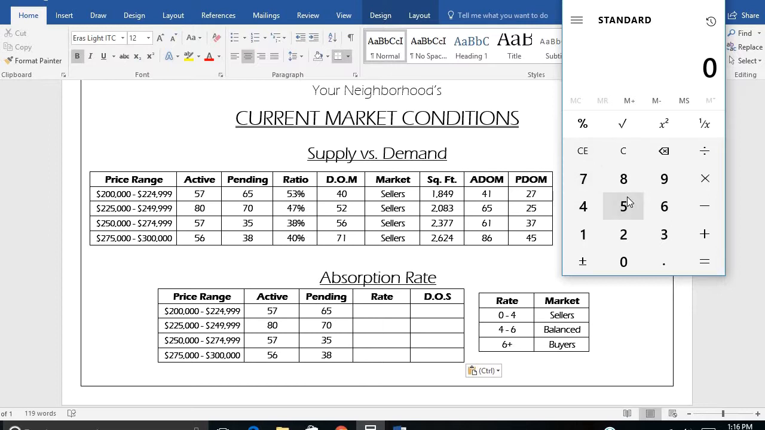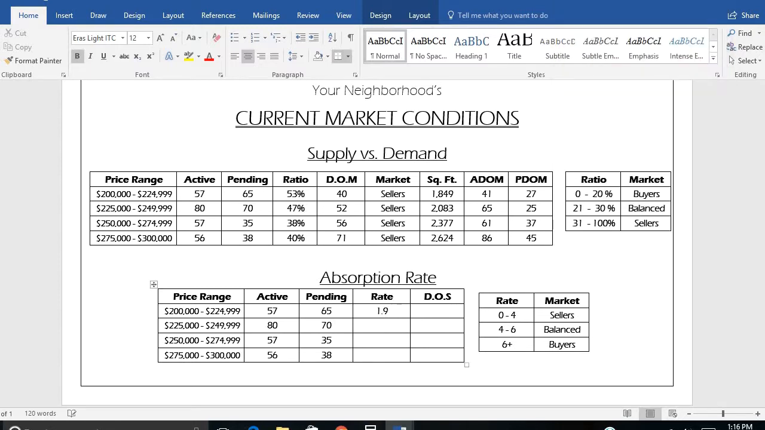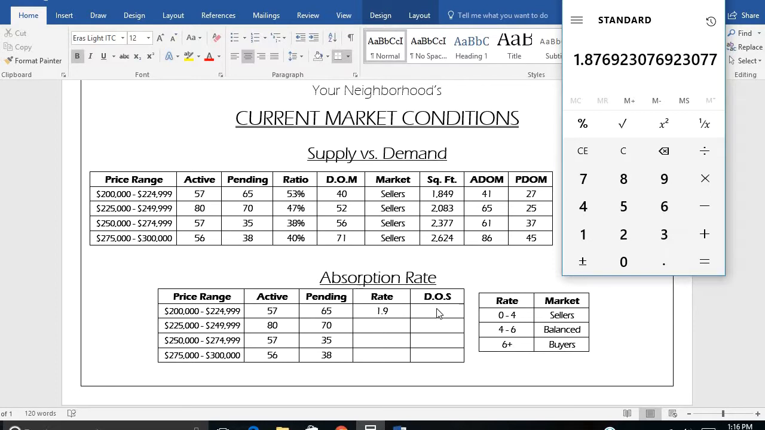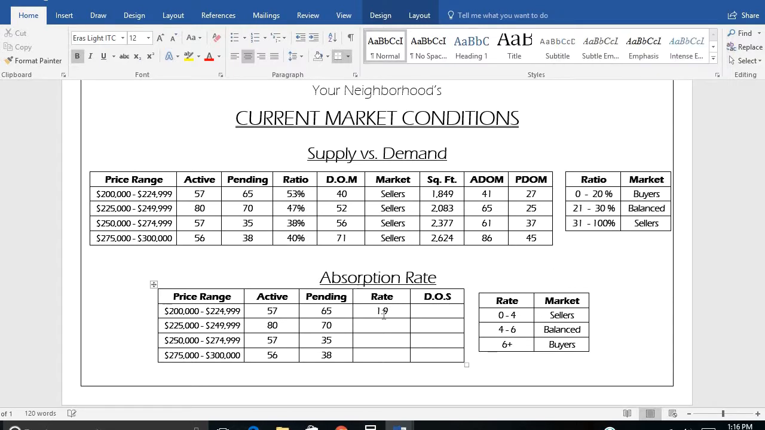So we had 57 plus 65. 122 divided by the pending of 65 is 1.87, so I'm going to round that to 1.9. Then we're going to take that number to find the days of supply. We're going to take 1.9 and times it by 30, right? On average 30 days in a month. This gives us 57. So there's 1.9 months of supply in this price point, or 57 days of supply. Okay?